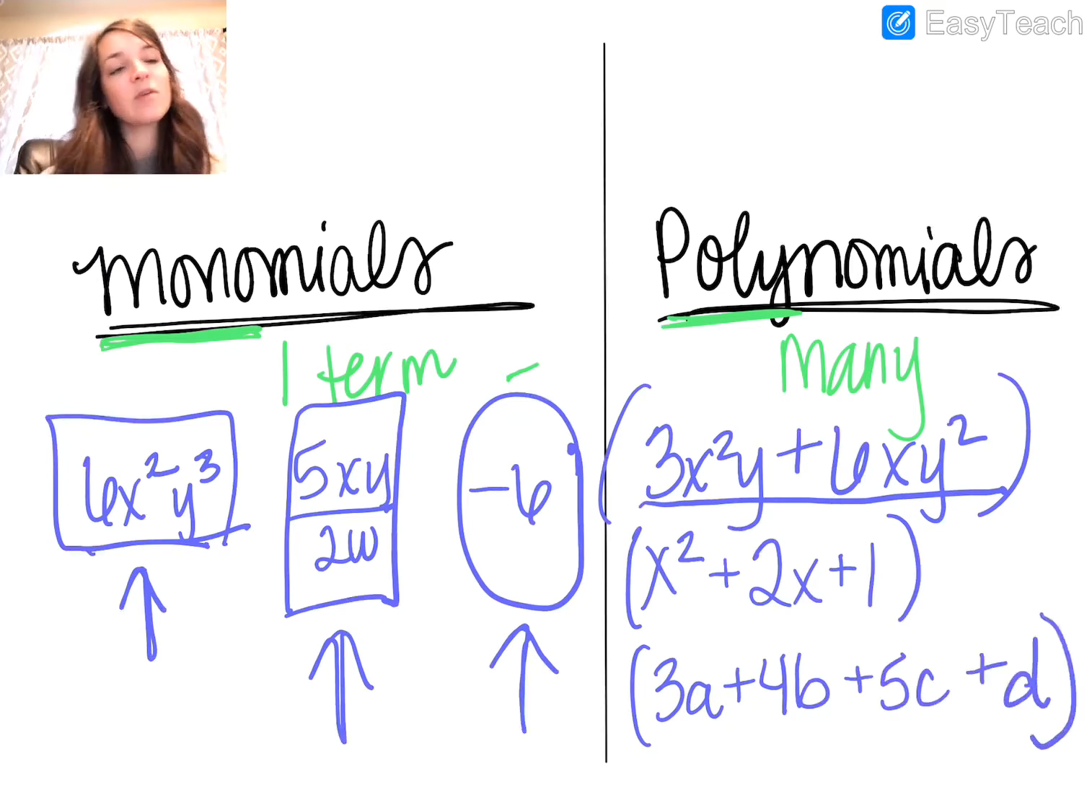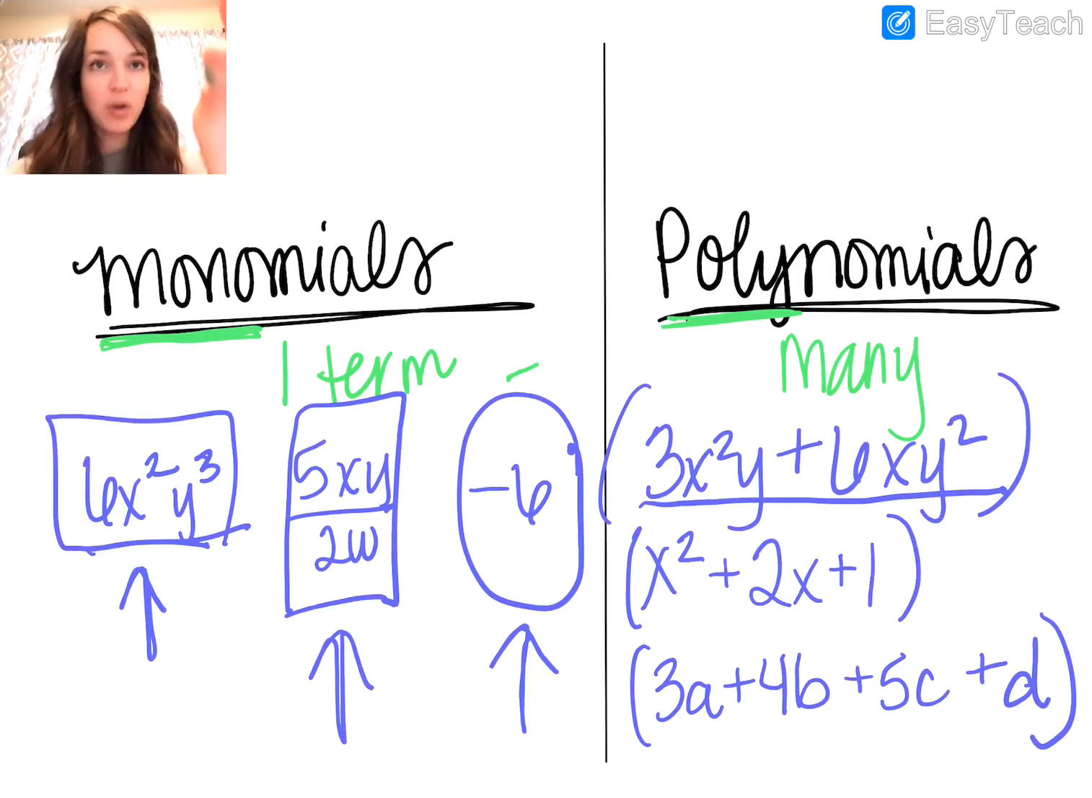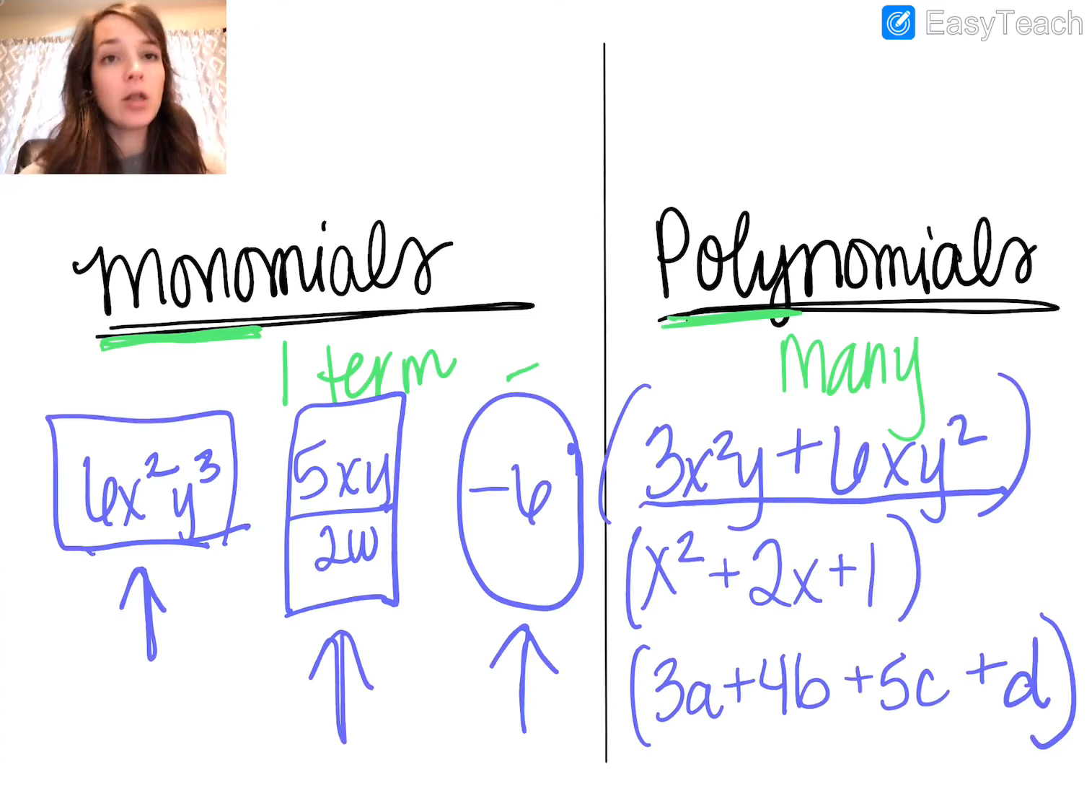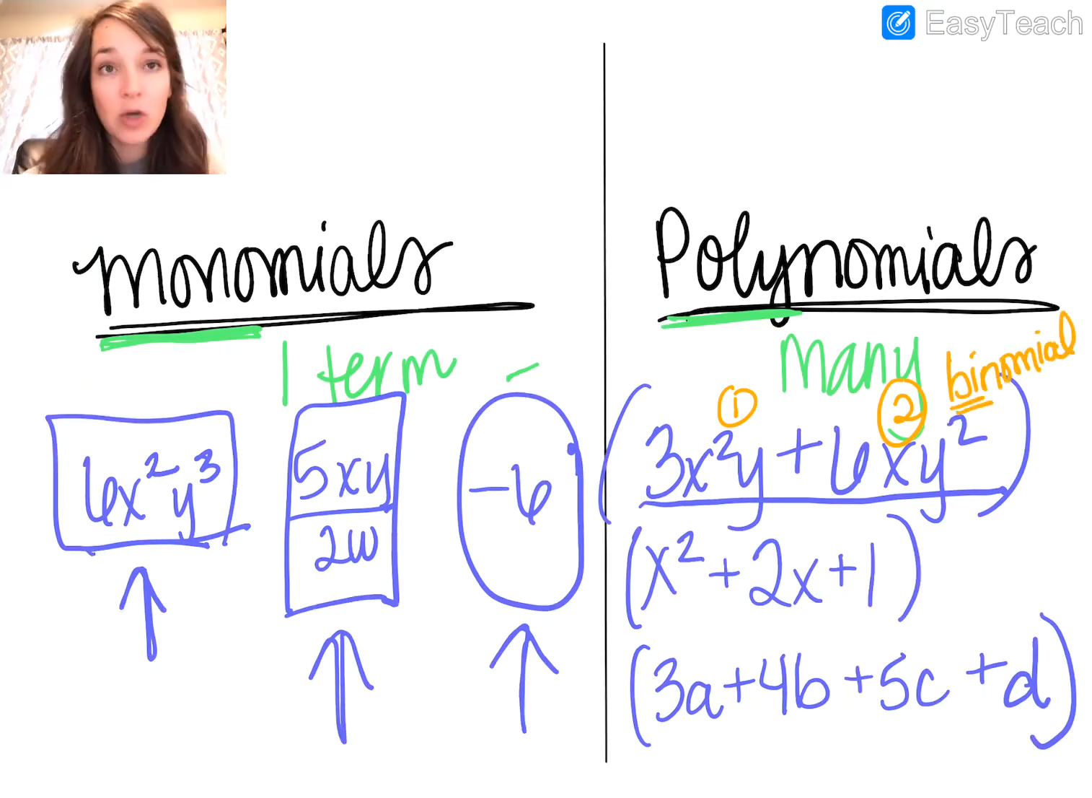Now, some of these we can actually label even more specifically. So a monomial is one term, a one-termed expression. Now, a polynomial, some of them can be broken down. This one only has two terms, so we would call it a binomial. Again, prefixes: bi, like bicycle, has two wheels, right?